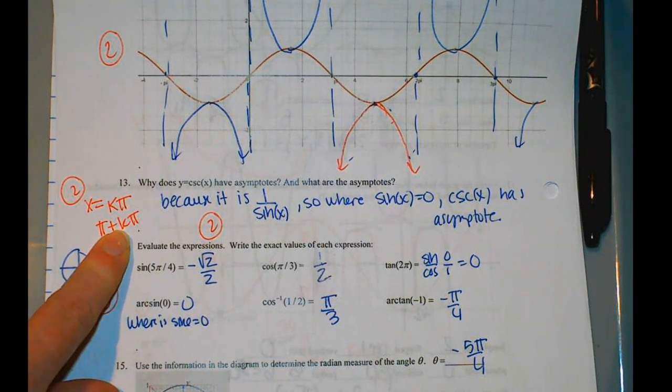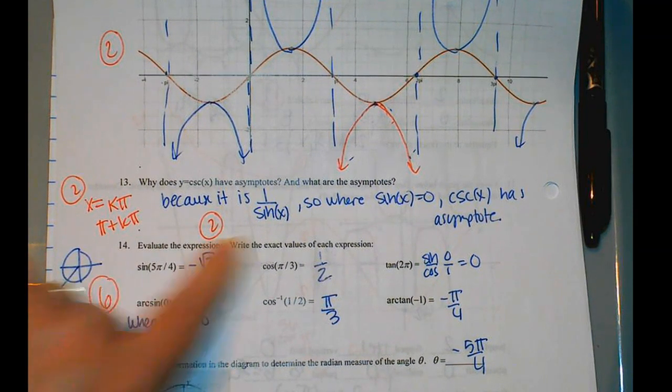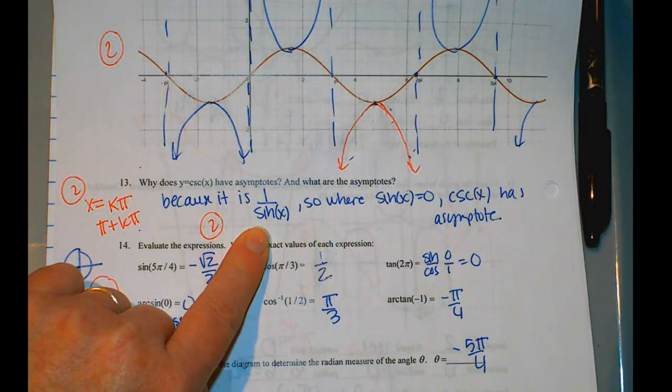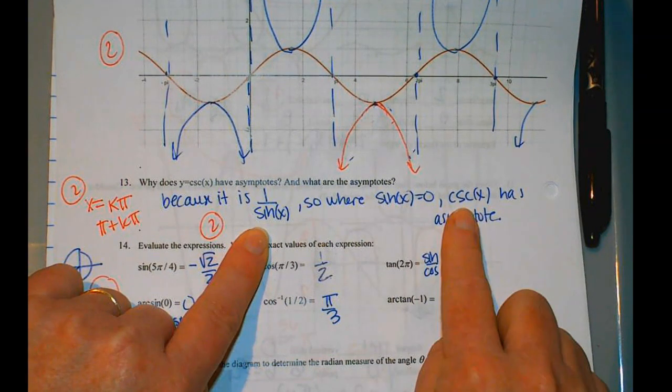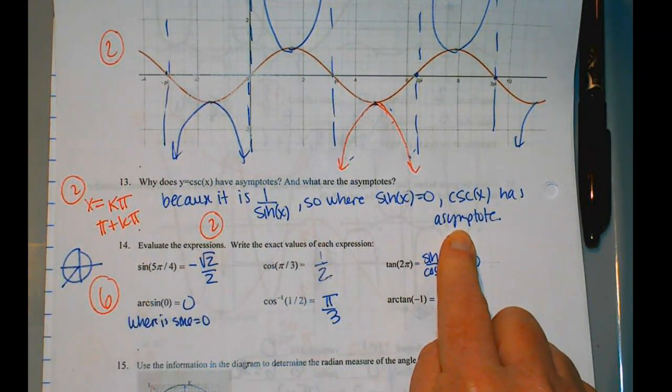We're going to do more of that in this chapter, so get used to it. Because it's 1 over sine of x, where sine of x equals 0, cosecant has an asymptote. That's kind of what I was looking for. Most of you said something along those lines. If I could see it, I gave you credit for it.